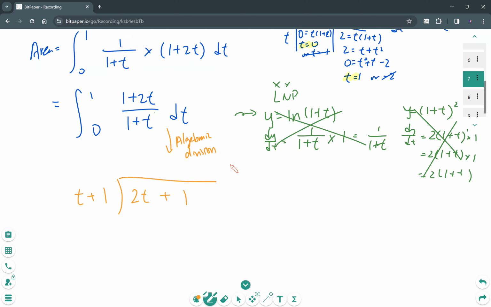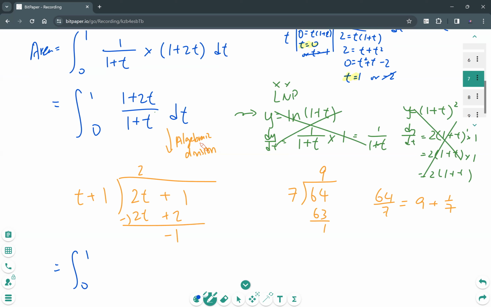So t times 2 gives you 2t, so 2t plus 2, subtract, that gives me minus 1. Remember that if I do 64 divided by 7, I can do 7 times 9, 63, remainder 1, so 64 over 7 equals 9 plus 1 over 7. That's exactly what we can do. So we can rewrite as the integral from 0 to 1 of 2 plus minus 1 over t plus 1 dt.